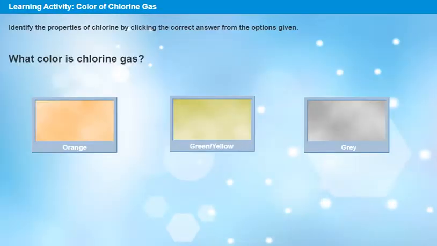Knowing the properties of a hazardous substance can help you to identify it in the event of a release. Let's see what you know about chlorine. Identify the properties of chlorine by clicking the correct answer from the options given. What color is chlorine gas?